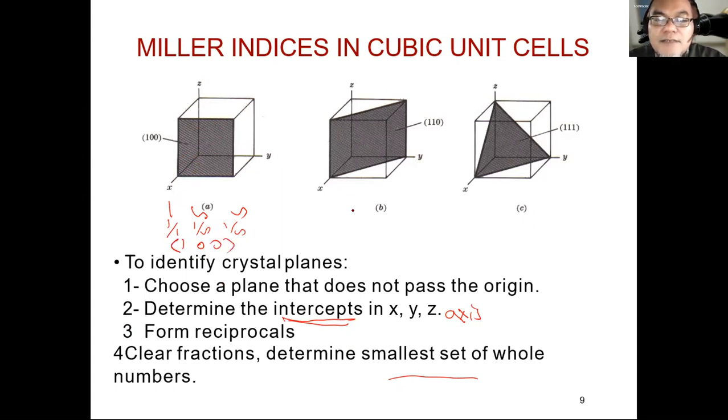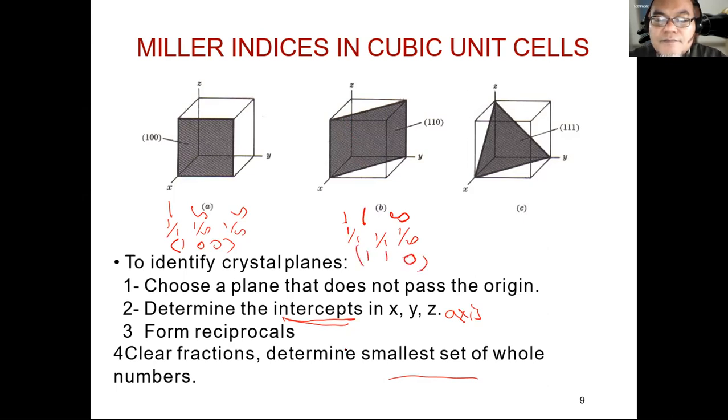This one, intercept x at coordinate 1. Intercept y also at coordinate 1. Intercept z at infinity, because basically it does not intercept the z-axis. Then put in the reciprocal: 1 over 1, 1 over 1, 1 over infinity, which gives 1, 1, 0.